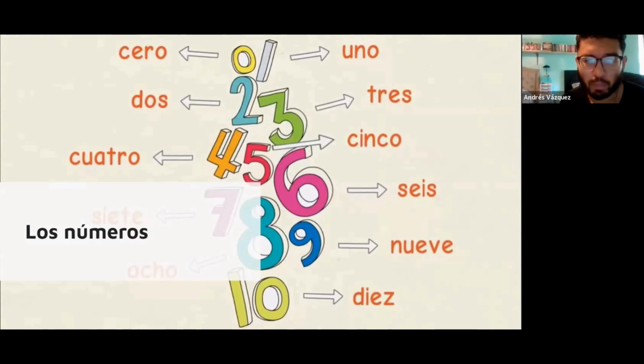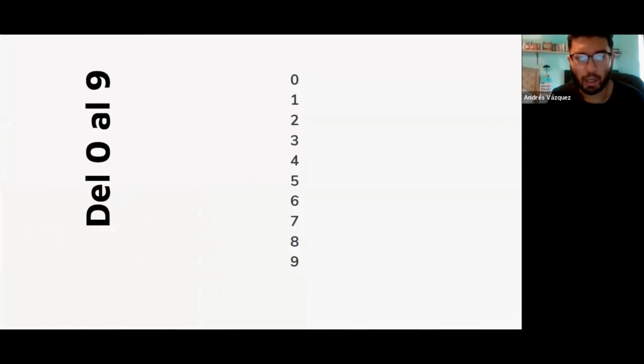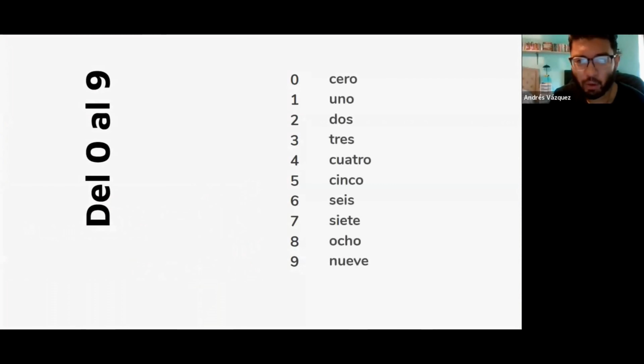So today we're going to talk about numbers, and specifically we're going to try to identify some of the patterns that will help us remember the name for the numbers in Spanish. Muy bien. Primero, del 0 al 9.